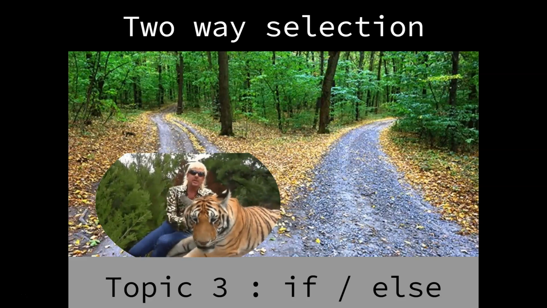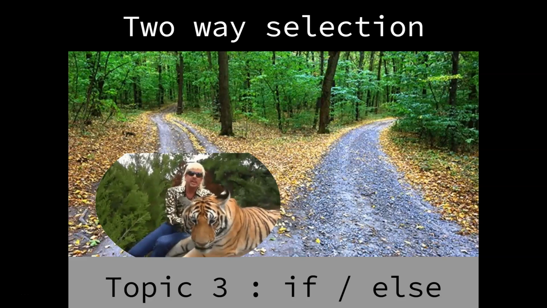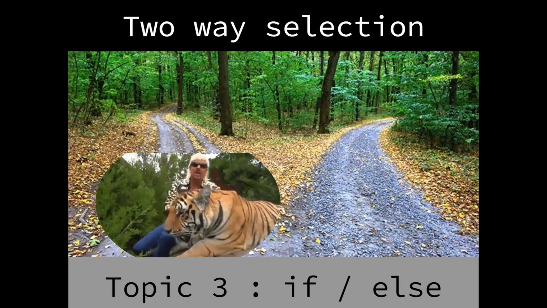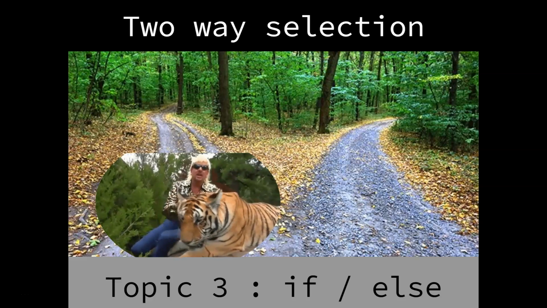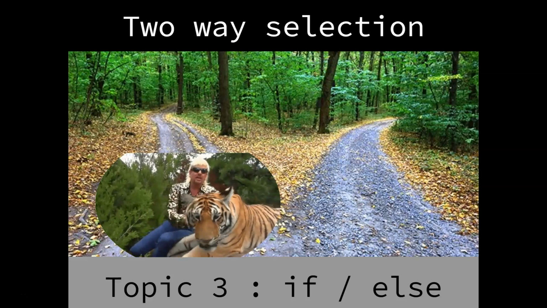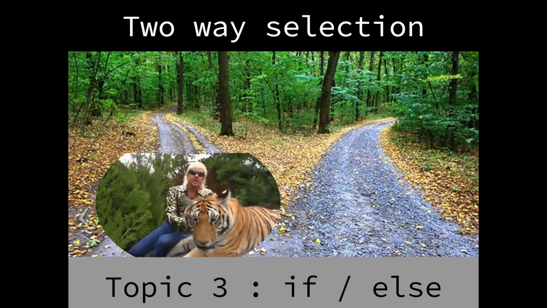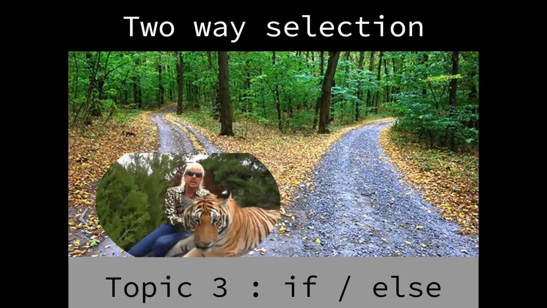In today's lesson, which is asynchronous, we're going to learn about two-way selection using the if and the else statement. The if and else statement will allow us to take two paths. If a condition is true, we'll go down one path. If a condition is not true, or false, we'll go down a second path. It's kind of like an either-or.